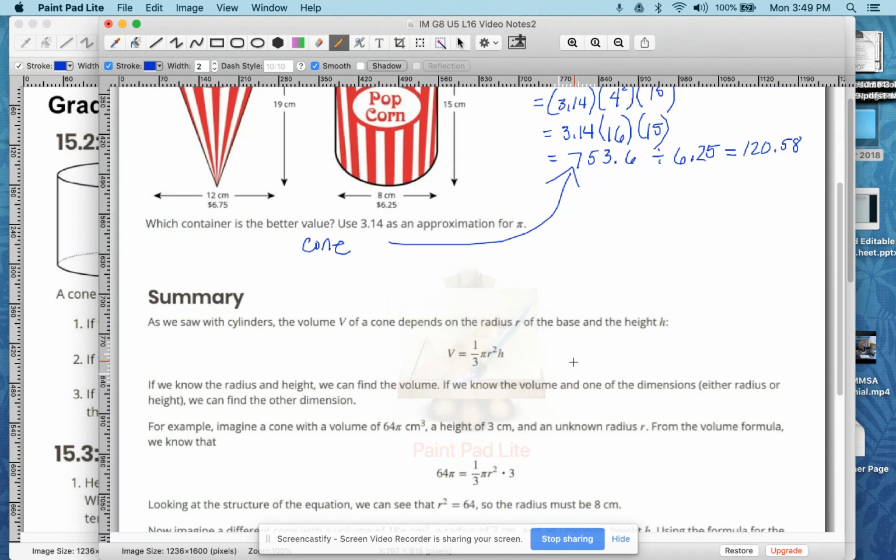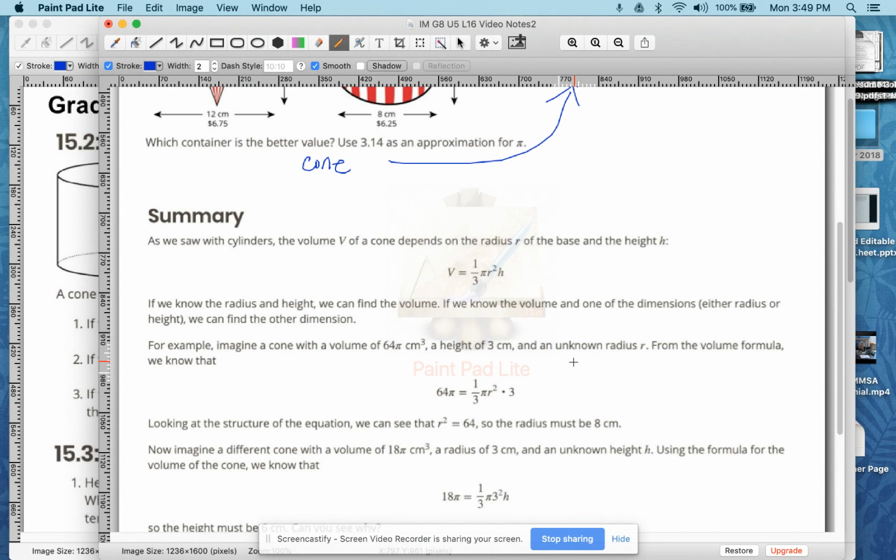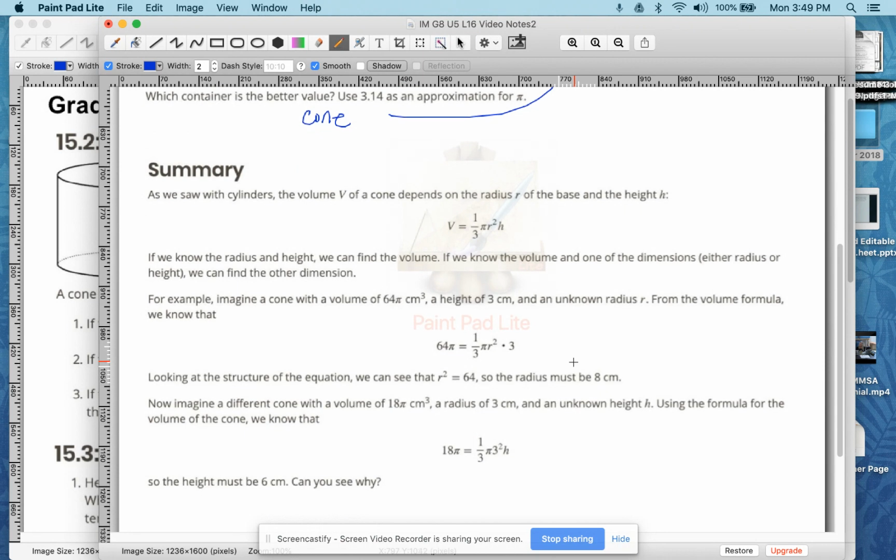So basically that's our lesson. We see that we've got cylinders with a volume and we've got cones with a volume. And if we know some of the measurements, the volume, the radius, or the height, but we are missing one value, we can plug those values in and see what that missing value is.